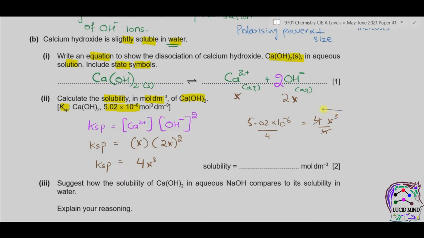We can also take the cube root to cancel out this cube. Now calculating this, the value of x comes equal to 0.0107. So therefore this is the solubility, so we can write solubility as 0.0107 mole per decimeter cube.